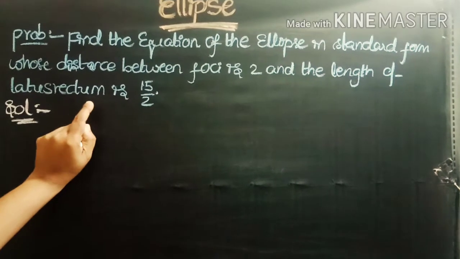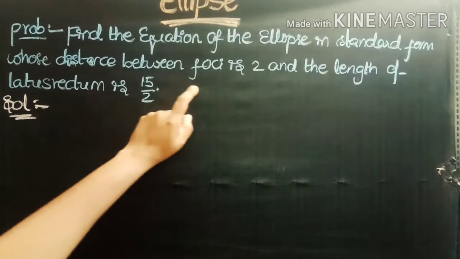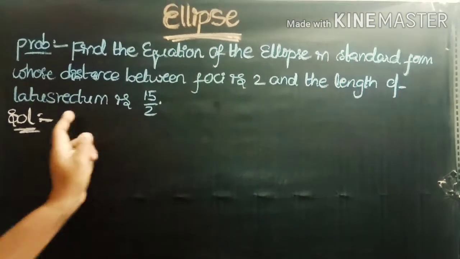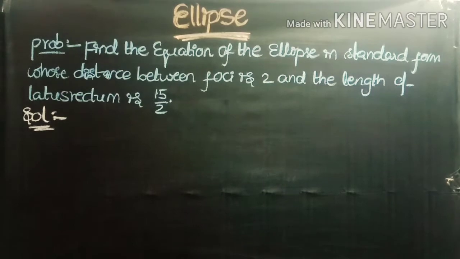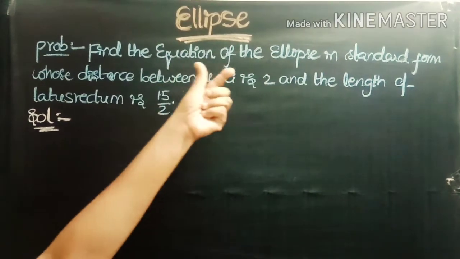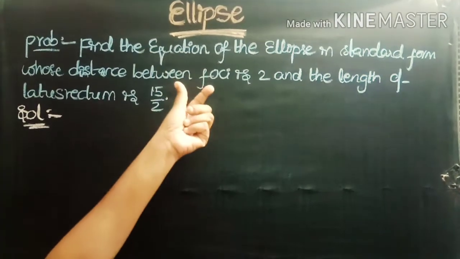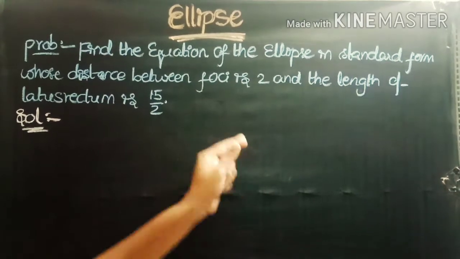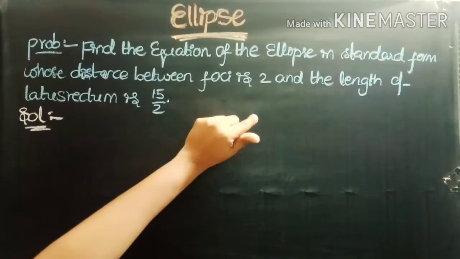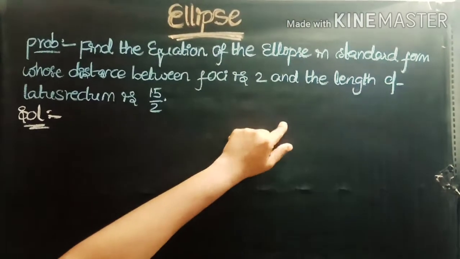Find the equation of the ellipse in standard form whose distance between foci is equal to 2 and the length of the latus rectum is equal to 15 by 2. So the given question is: find the equation of the ellipse in the standard form. That is, we want to find the equation x square by a square plus y square by b square is equal to 1 when a is greater than b.